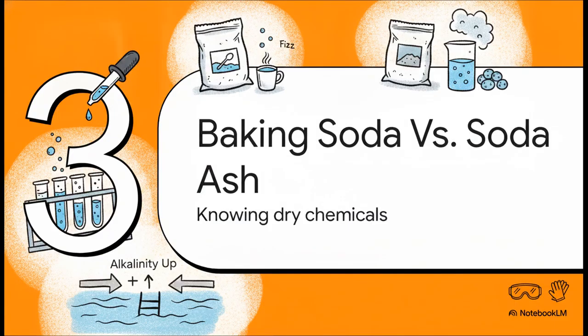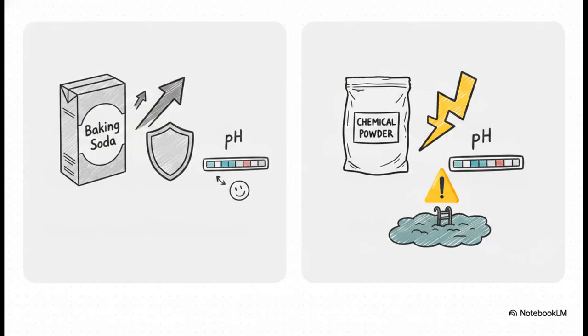Section 3. Baking soda versus soda ash. Knowing your dry chemicals. When you need to raise that alkalinity, you essentially have two dry chemical options, but man, they behave very differently in your water. Sodium bicarbonate, which is just everyday baking soda, is mildly basic. It has a pH around 8.3. It raises your total alkalinity strongly, but only nudges your pH up a tiny bit.